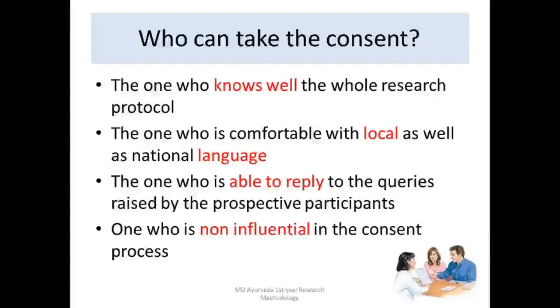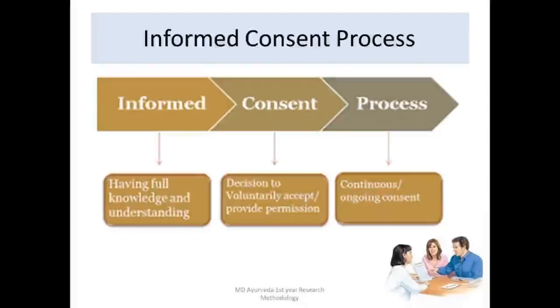And the one who is non-influential. This is a very, very important component for the person who is going to take the consent. The one who is non-influential in the consent process. So the person who has an influence upon the potential participant may not be the most suitable person to take the consent, because his presence would be influential on the participant for giving the consent. So the person who is non-influential should be involved in taking the consent.